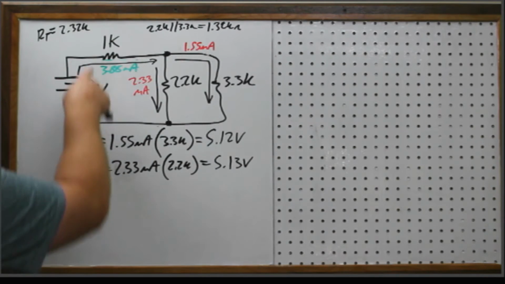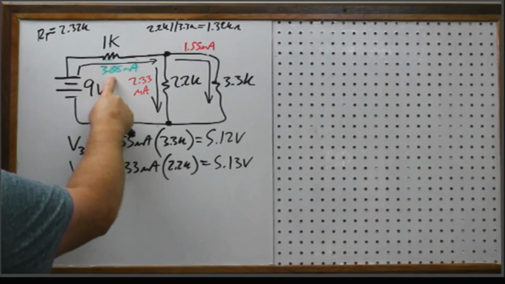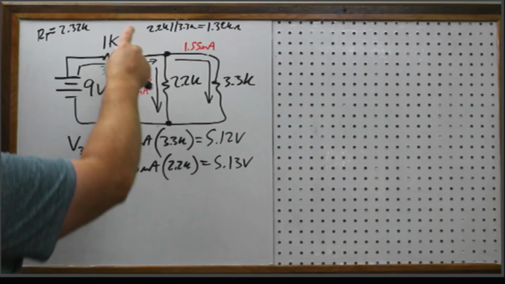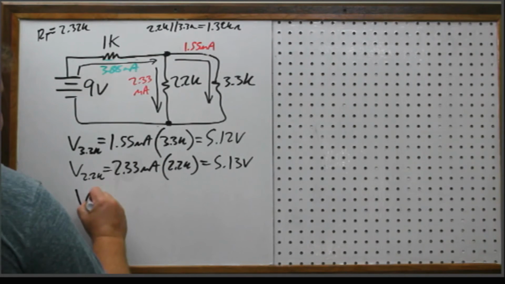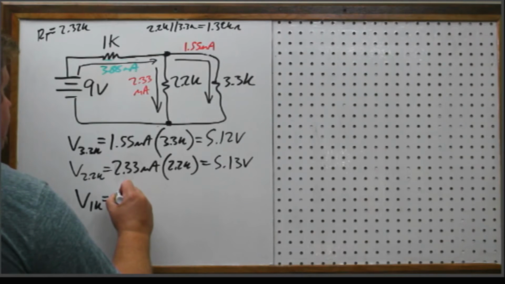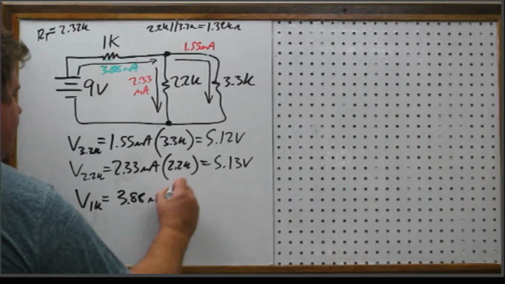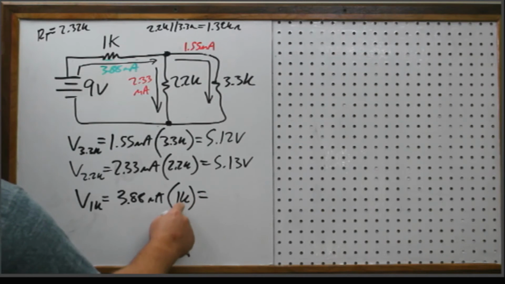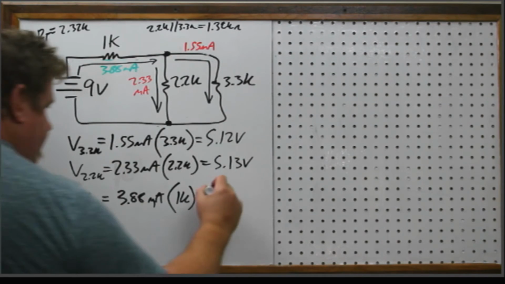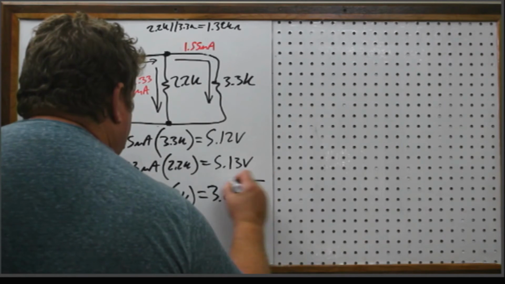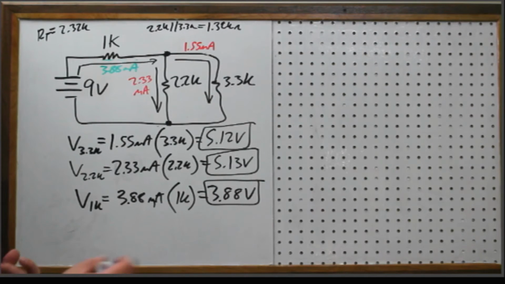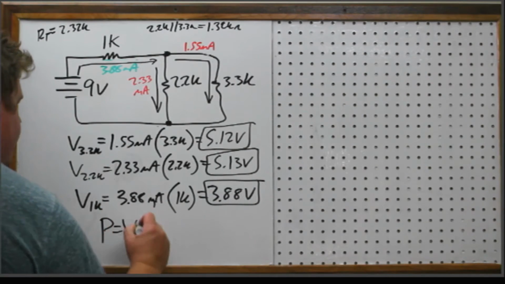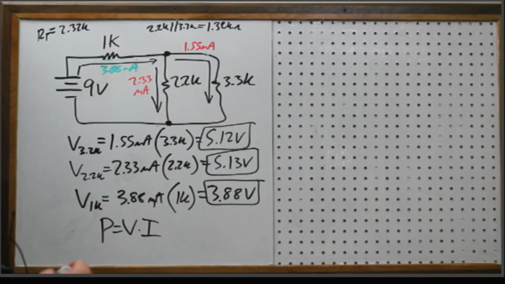But we know that because it's a 1K, right? So 1 times 3.88 is 3.88. Kiloohms times milliamps is just volts because the kilo and the milli will cancel. But I'm going to write it out anyway. Voltage of the 1K. So we've got 3.88 milliamps times 1K. Again, the K and the milli will cancel, and you get 3.88 volts. Okay? And then if you wanted to find the power, you could just take the voltage drop of each one, the current of each one, and then do your calculation. Okay?